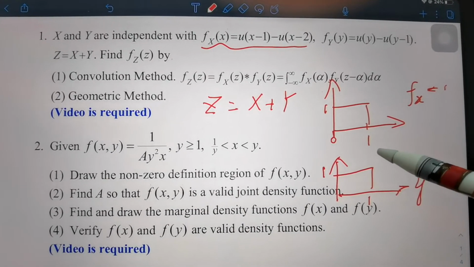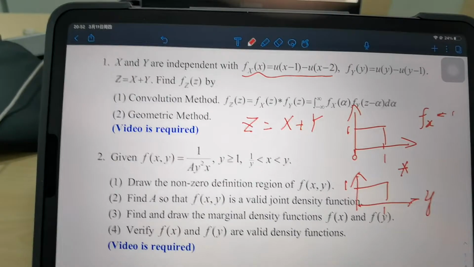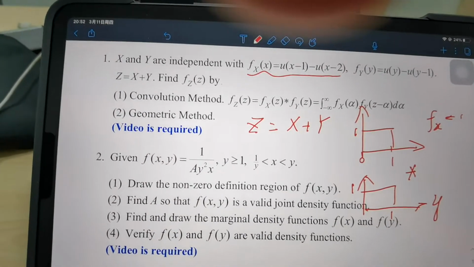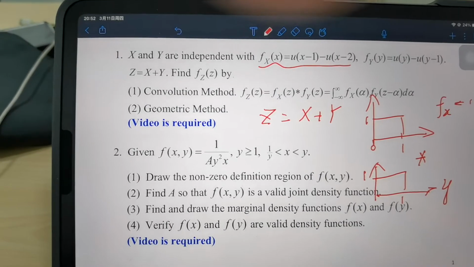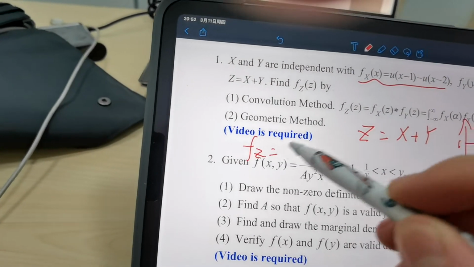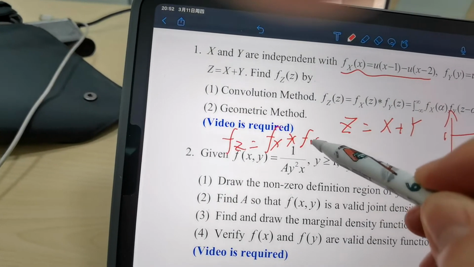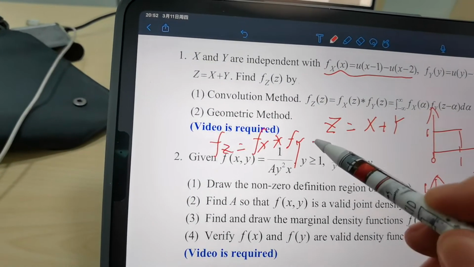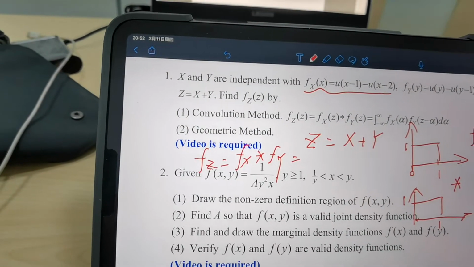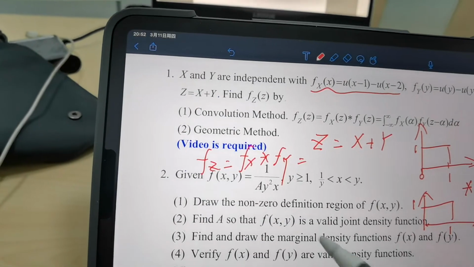And we need to convolve these two density functions and then get the density function of Z. So we can see that we need to do this: f_Z equals f_X convolved with f_Y. Okay, by the calculation, we can get the result that it is this.